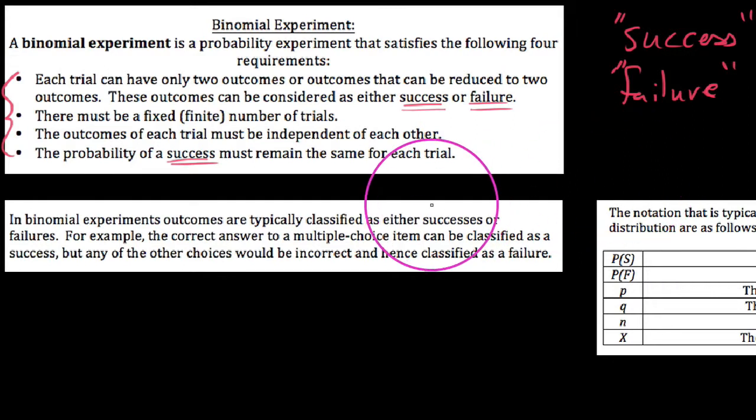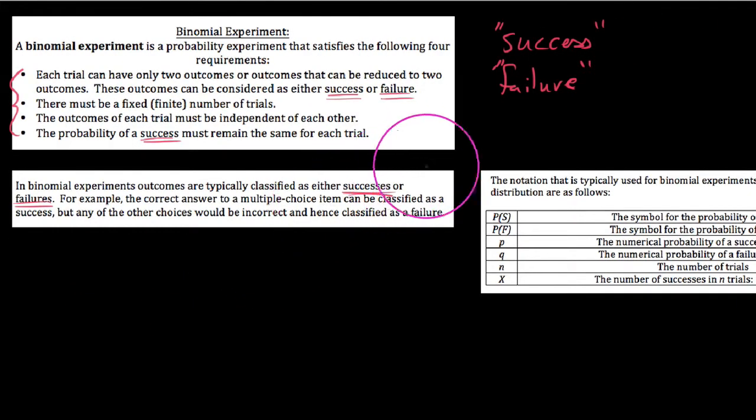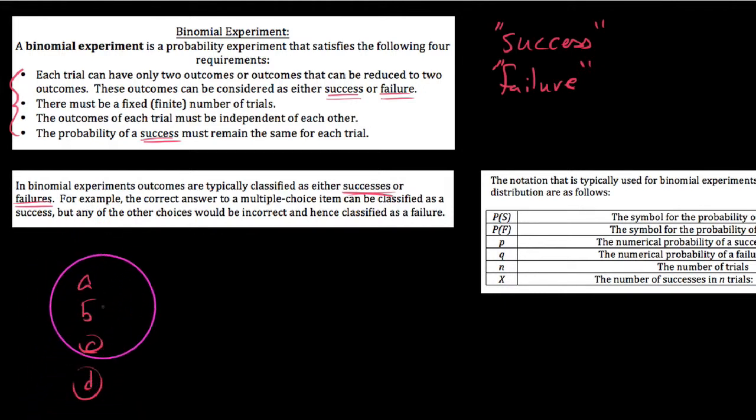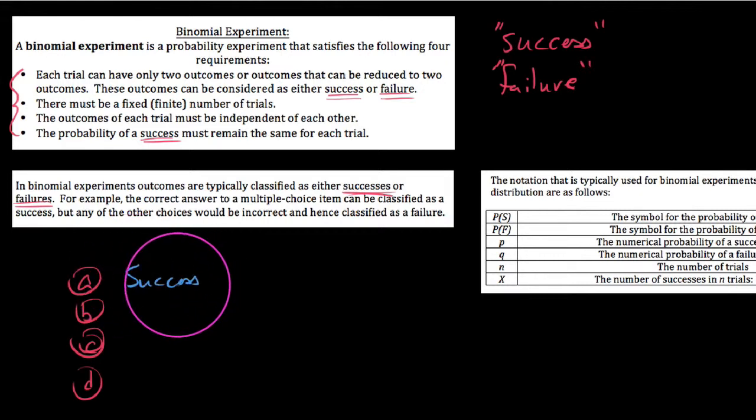We want to get used to these words. In binomial experiments, outcomes are typically classified as either successes or failures, so we'll often say what constitutes a success and what constitutes a failure. As an example, take the correct answer to a multiple choice item. Say I'm taking a multiple choice test and the answers are A, B, C, and D. People like to say this isn't a binomial situation because there are four answers, and that's not one or the other. But we can classify it this way: one of these answers happens to be a success. Maybe A is the correct answer, so success is A, and failure would be all the other answers.